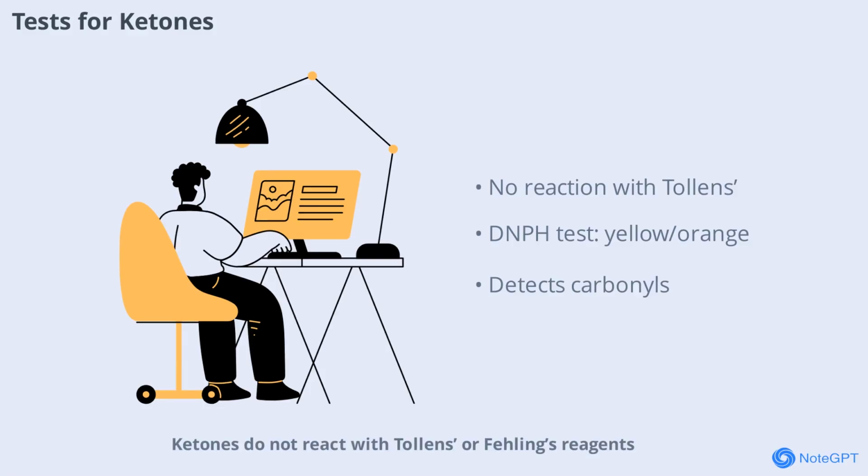Ketones do not react with Tollens or Fehling's reagents, which helps distinguish them from aldehydes. However, both aldehydes and ketones react with 2,4-dinitrophenylhydrazine, DNPH, to form yellow or orange precipitates. This test is commonly used to detect the presence of carbonyl groups in organic compounds.